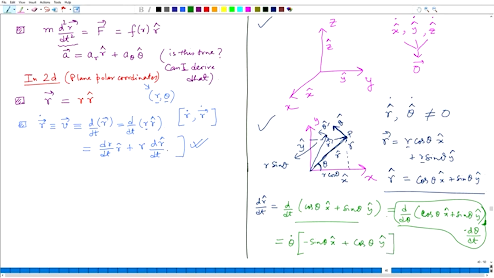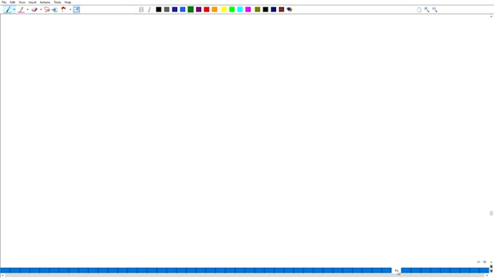And what is this? I still do not know, because I do not have any idea about theta cap, how to write that. So, for that I want to digress a little at this moment, and talk a little bit about a more general concept: how in a curvilinear coordinate system you can calculate the unit vectors without much problem.